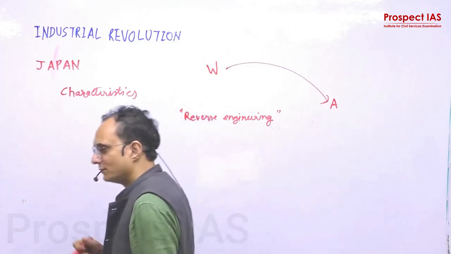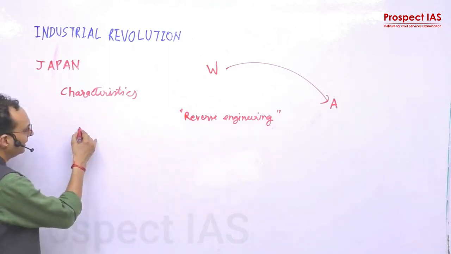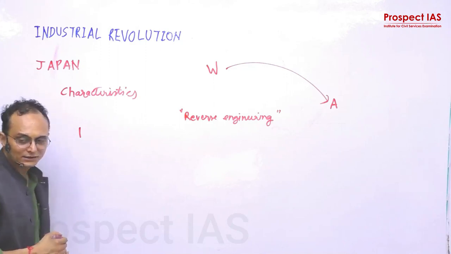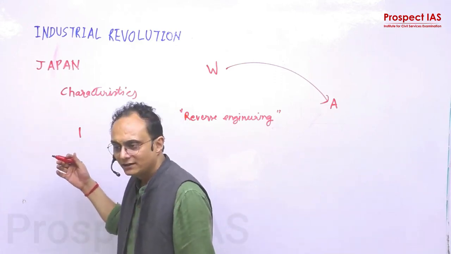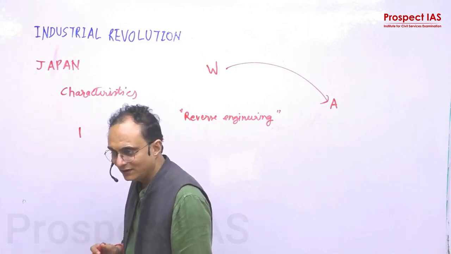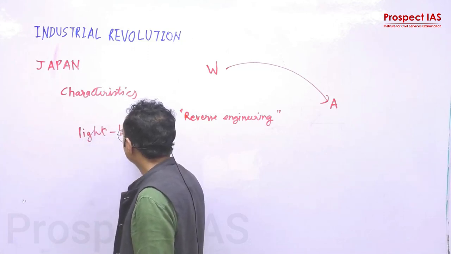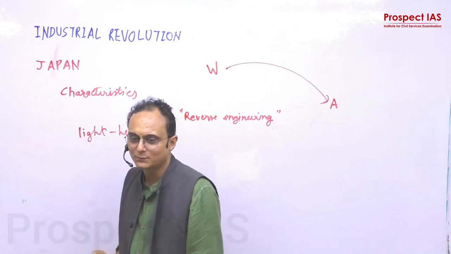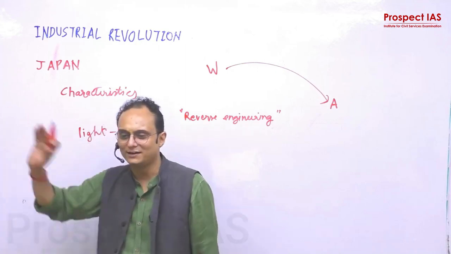Number 2, I said the model was there. What was the model? In Britain, first light industry developed, small industry, light industry, and after that heavy industry. Light to heavy, cotton centric, then iron and coal centric. And again here Japan reversed this process. It began with the heavy industries and the light industries followed it.